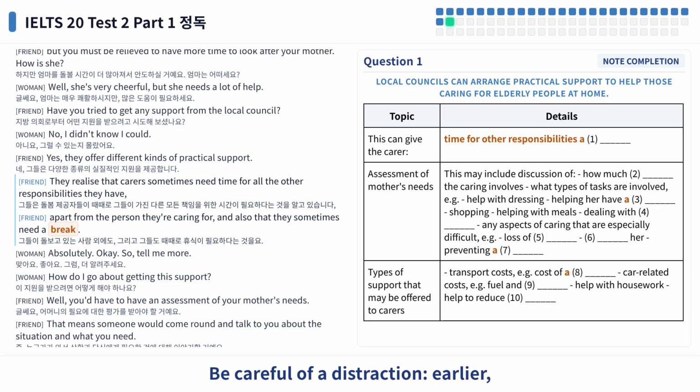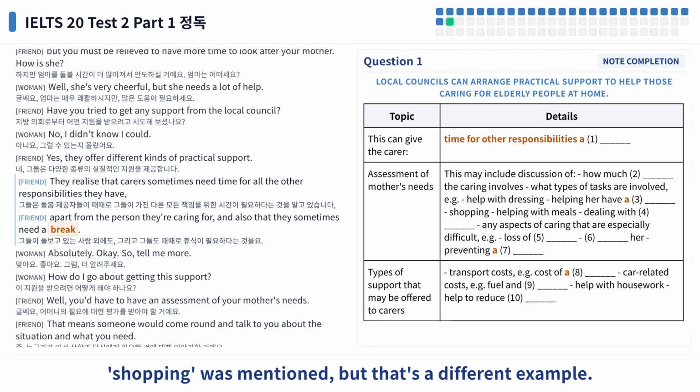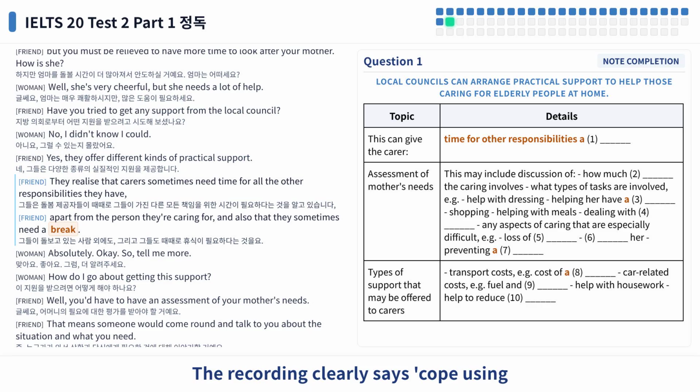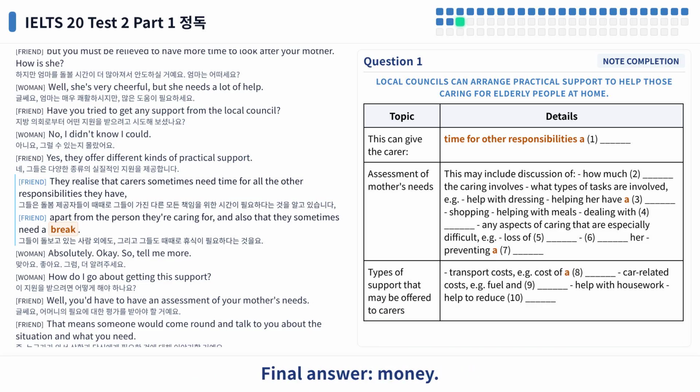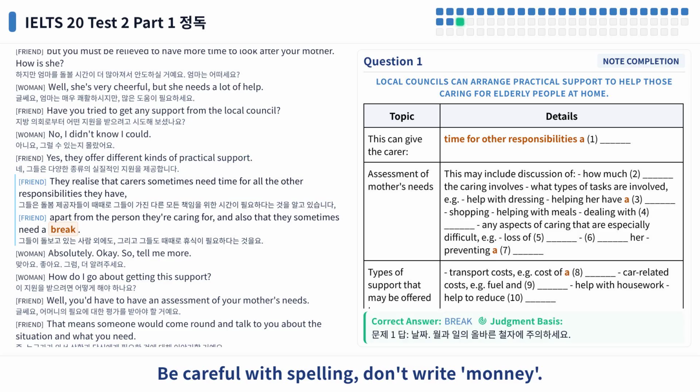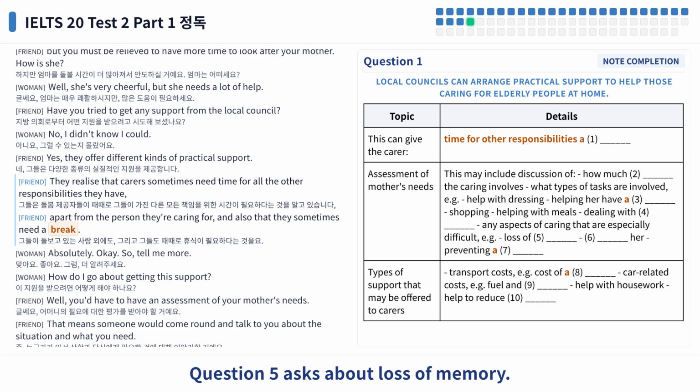Be careful of a distraction. Earlier, shopping was mentioned, but that's a different example. The recording clearly says cope using money, so the answer is money. Final answer, money. Be careful with spelling. Don't write money. Question 5 asks about loss of memory.